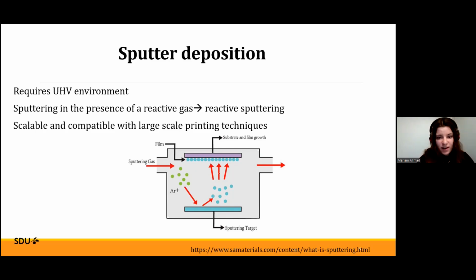It's possible to do sputtering where you let in a reactive gas, such as oxygen or nitrogen, and this will alter the final composition of the film that is created. This is called reactive sputtering.